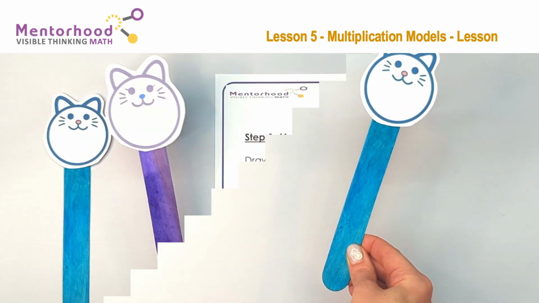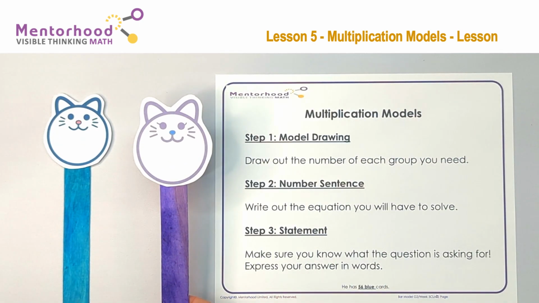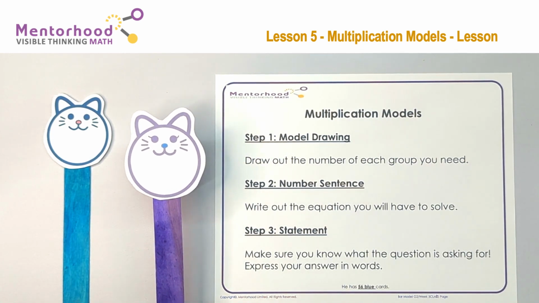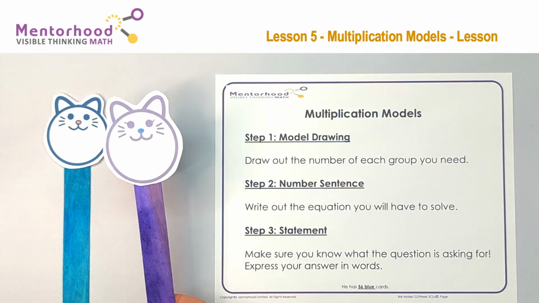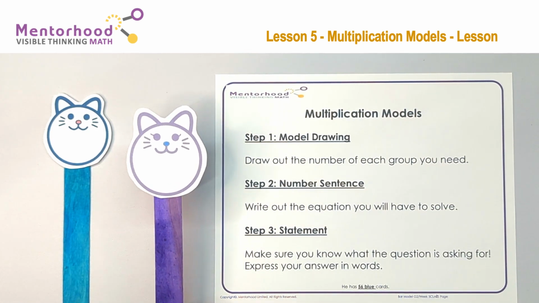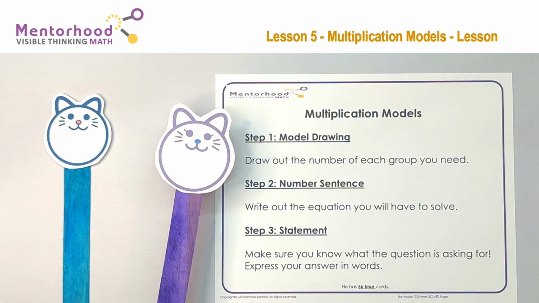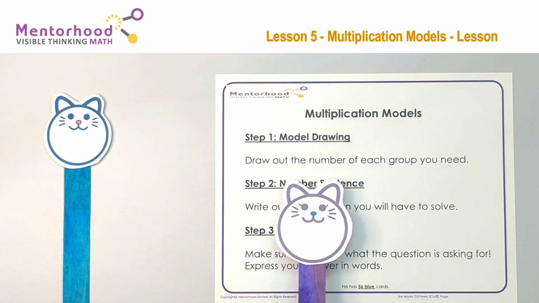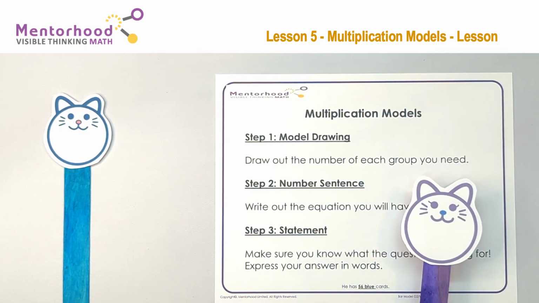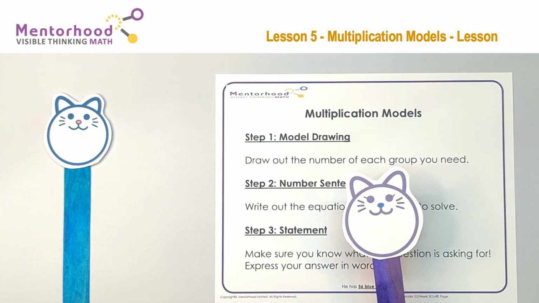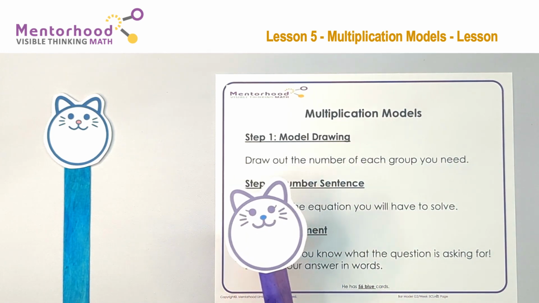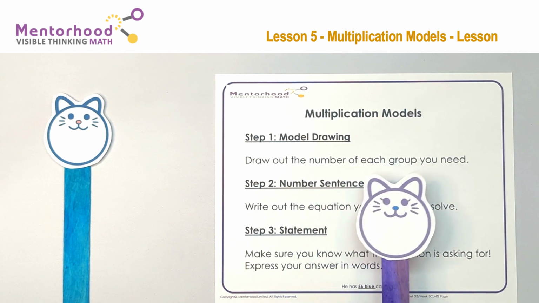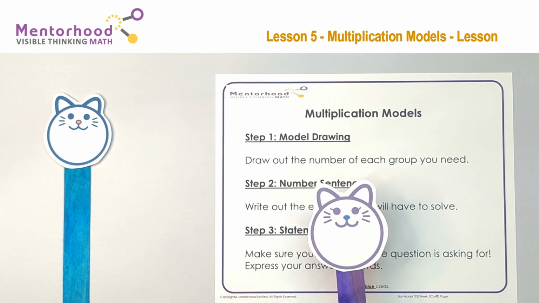Let's go! Hello everyone! Welcome to multiplication models. We're going to be learning how to use bar models to solve multiplication questions. Don't worry, it'll make it a lot easier. The first step is we're going to look at the question and draw a model. We're going to draw out the number of each group that we need. Remember, multiplication is all about grouping. It's all about how many groups of something you have. So we're going to draw out the number of groups we need so we can easily count them up.